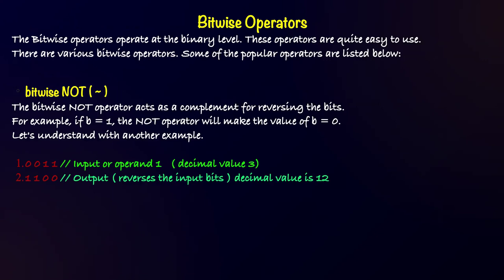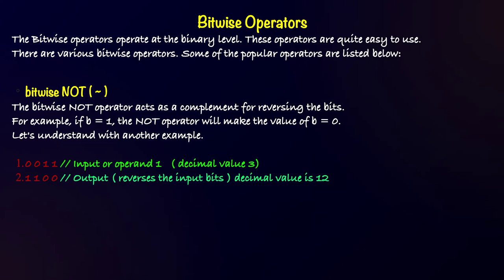That means, for example, if b equal to 1, see, we are assigning a value. This is the assignment operator, right? B equal to 1. The NOT operator will make the value of B equal to 0. Clear? See, if we are giving an input 0011, the output gets reversed. It becomes 1100, right? That is the purpose of the NOT operator.